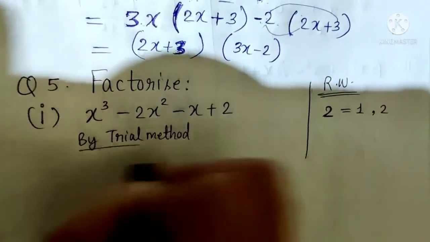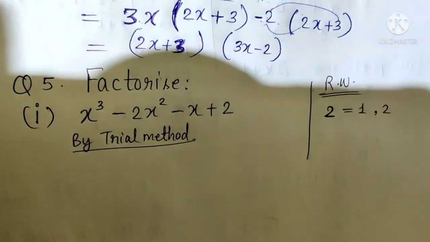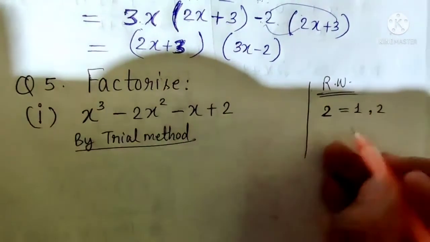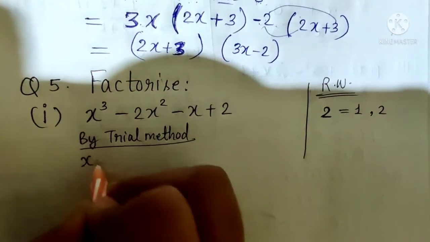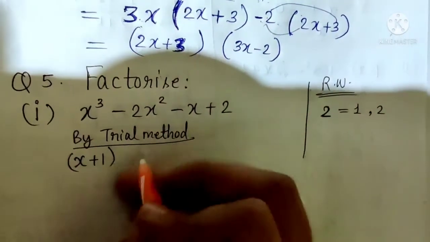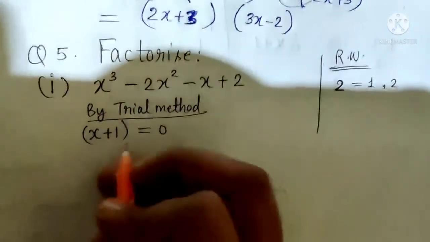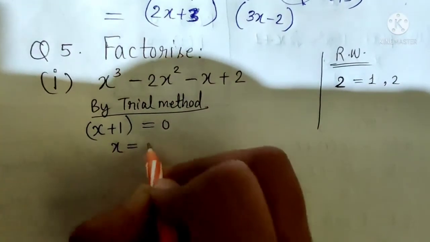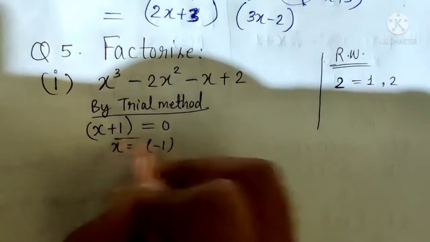I told you we will do it a different way. So by trial method, what will we do? We can say 1 is there, so x plus 1 is a factor of the given polynomial. So what is the value of x? The x value will come here as minus 1. What value came? Minus 1.